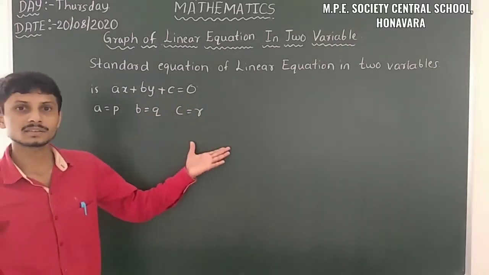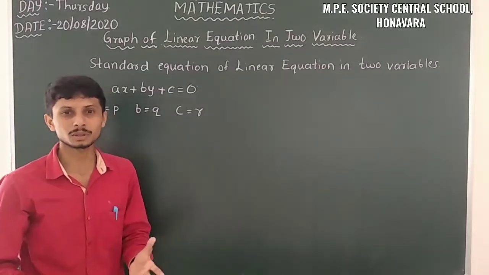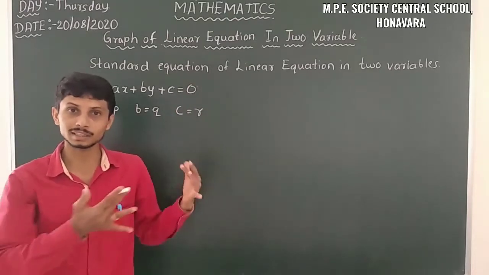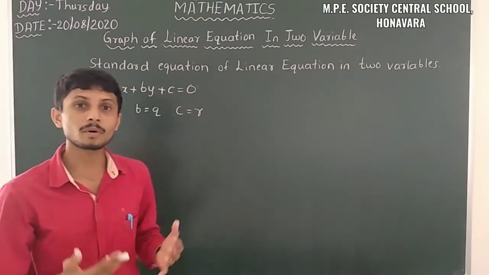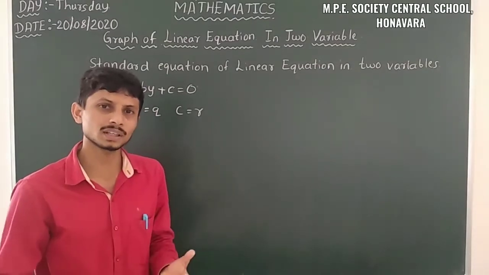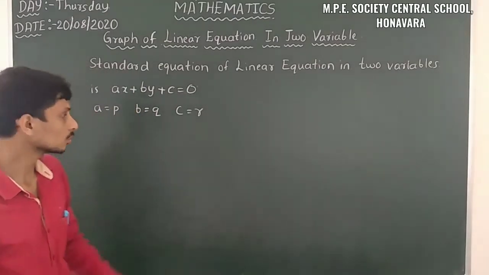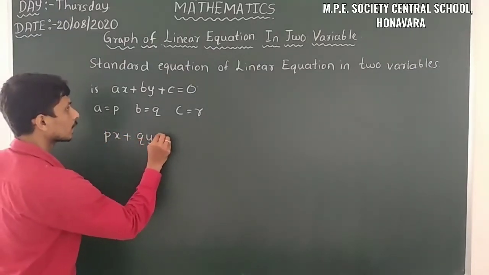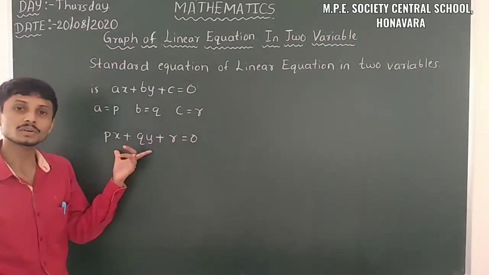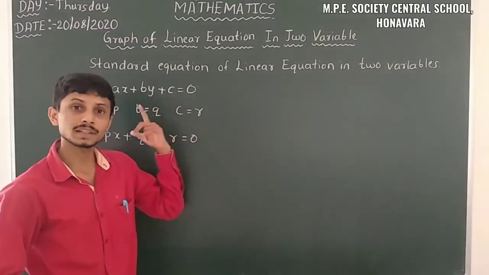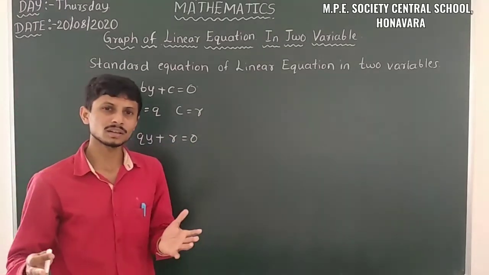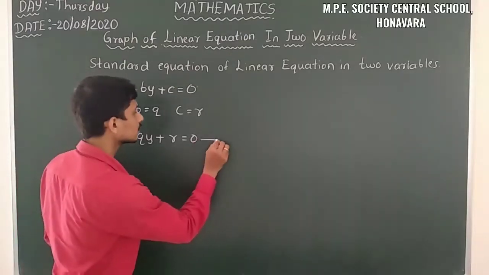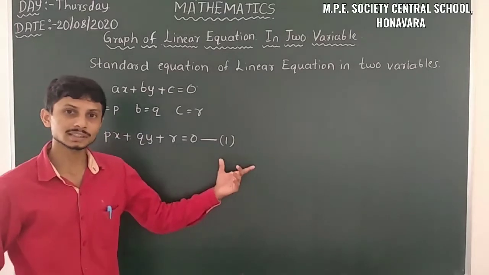So there is no change in the equation. When we compare with the standard form of the linear equation, we keep taking it in the form ax plus by plus c is equal to 0. So here I will take this as px plus qy plus r is equal to 0. That means this is our standard form of a linear equation in two variables, where the variables are x and y. We don't bother about the coefficients here. I will take this as equation number 1.